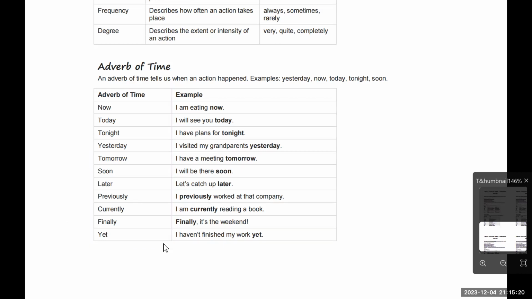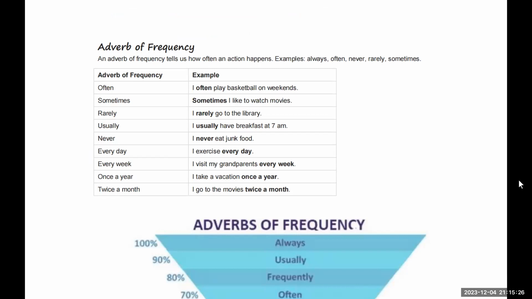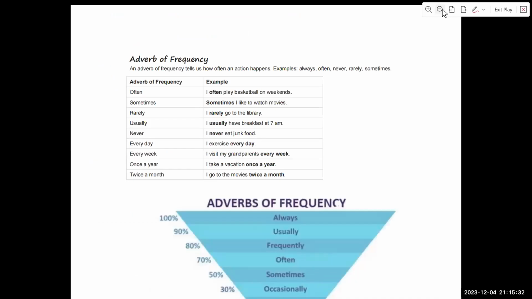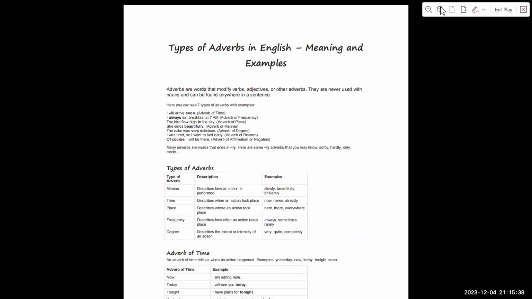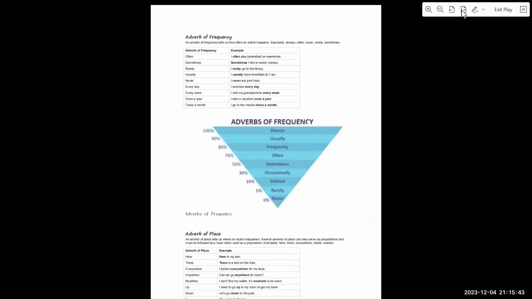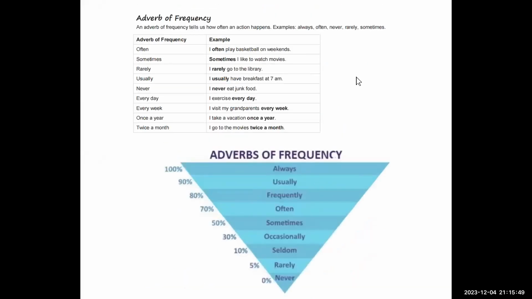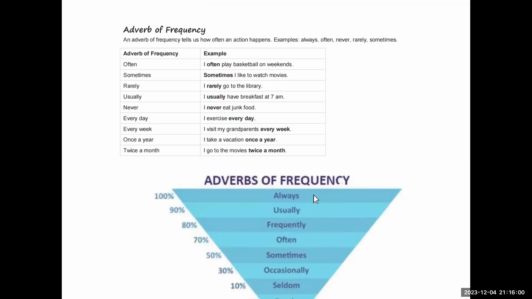Let's continue. Adverb of time. Okay, next is adverb of frequency. For adverb of frequency, there are many examples too. And there's an image here, an illustration, but let's try to read the examples first.